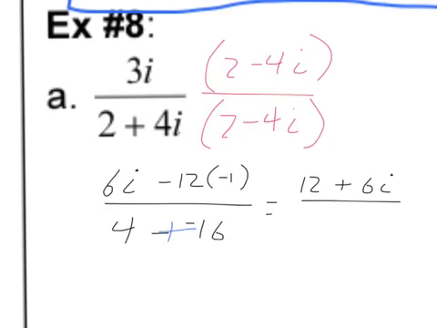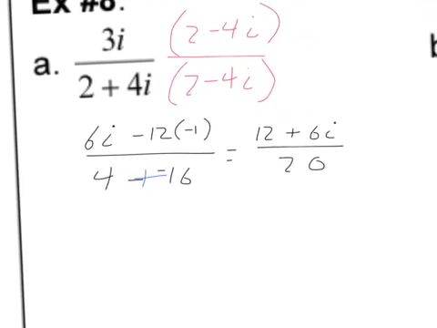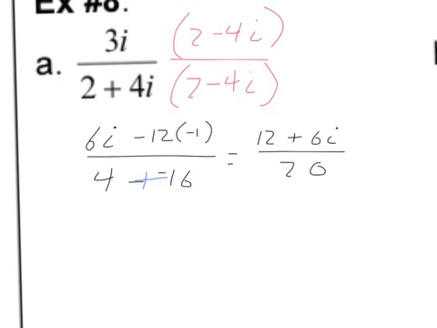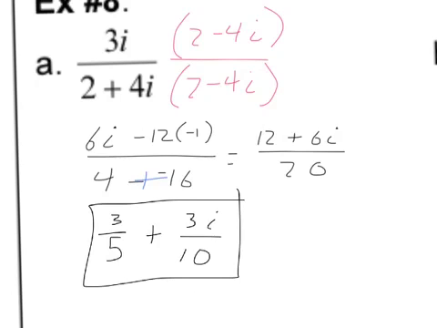So 4 plus 16 is 20. And technically we could split this off. We could reduce and split this off. So instead of 12 over 20, I could write that as 3/5 plus, instead of 6i over 20, I could write that as 3i over 10. And that's the best answer, because now it's written as a complex number. There's my a, there's my b, and there's my i.